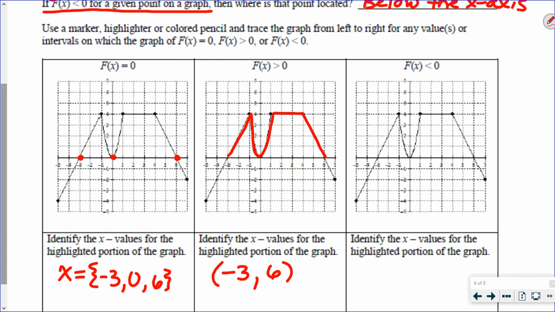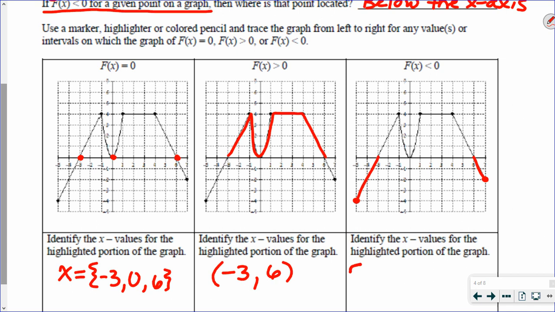Okay, highlight the portion of the graph where f of x is less than 0. So again, that's where the graph is below the x-axis. Okay, so this time I'm going to have to write 2 intervals. And because I'm using the endpoints of the graph, which are both closed circles, I would want to use a bracket for the endpoints. So it would look like this.